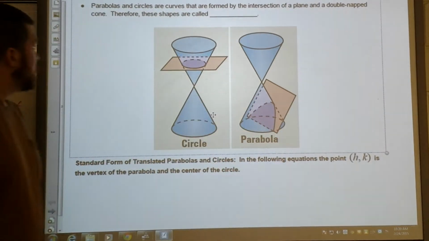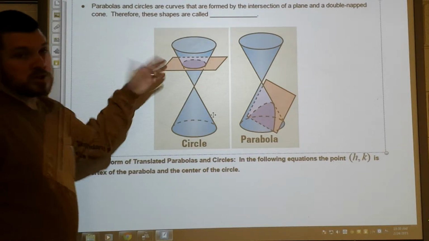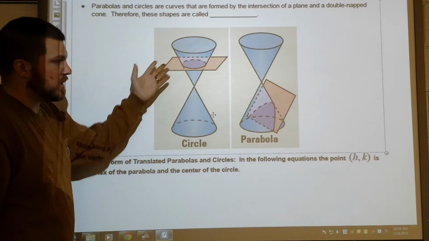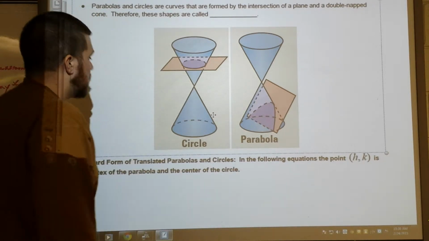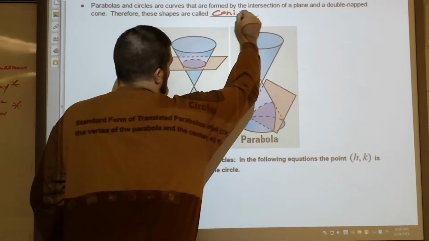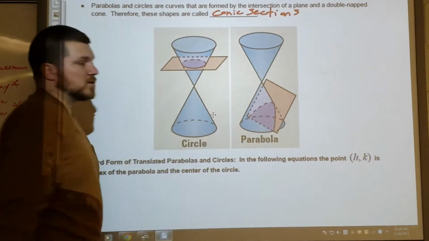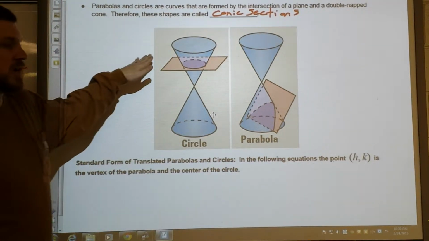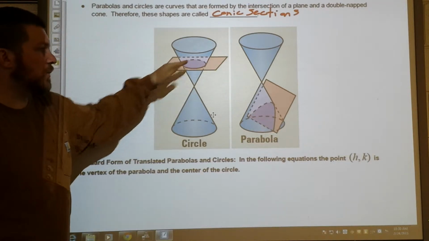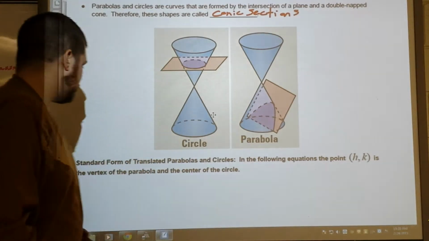So here, parabolas and circles are curves that are formed by the intersection of a plane, which is a flat sheet of paper, and a double-napped cone. So that's what I've illustrated here. These shapes are called conic sections. They're called conic sections because they're made from cones. So here, if I take a plane, which is a flat sheet of paper, and cut the cone horizontally, I make a circle. If I cut it at an angle, I make a parabola.